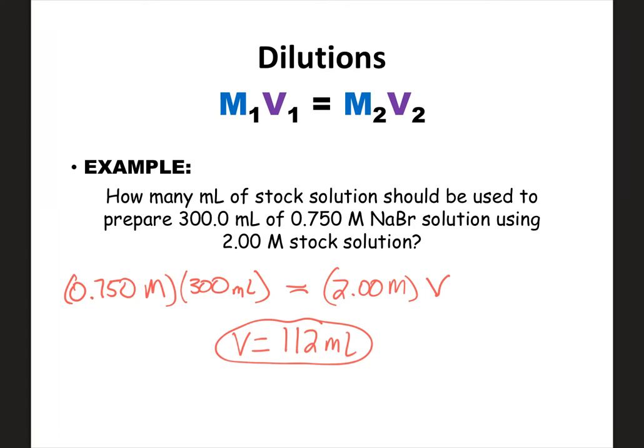It did not ask me how much water. If I wanted to know how much water here, I'd have to see I'm trying to make 300 milliliters and I need 112 milliliters. The difference between them would be the amount of water that you need to add. So this is just another example of a dilution problem using MV equals MV.